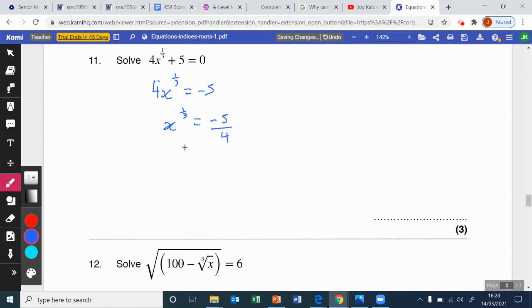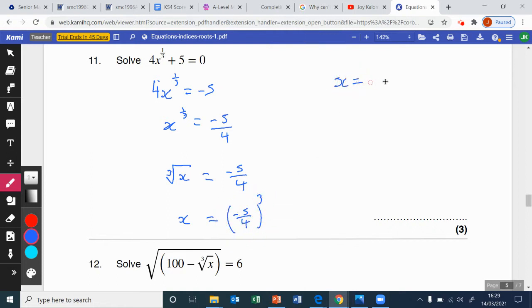Then we have x to the power of a third. Well, this is the same thing as the cube root of x, and that's equal to minus 5 over 4. That means that x is going to be equal to the cube of minus 5 over 4, just doing the same thing to both sides, cubing both sides.